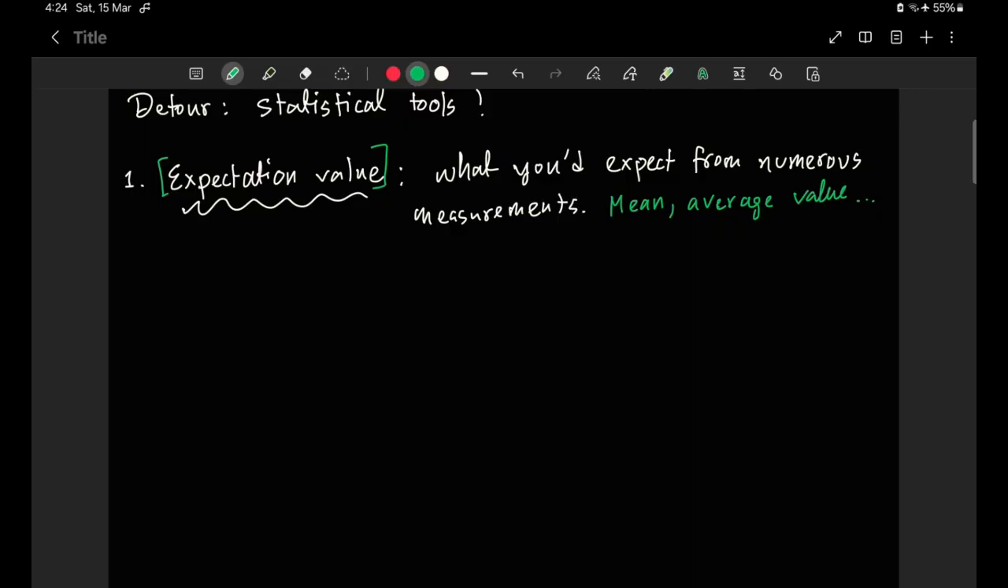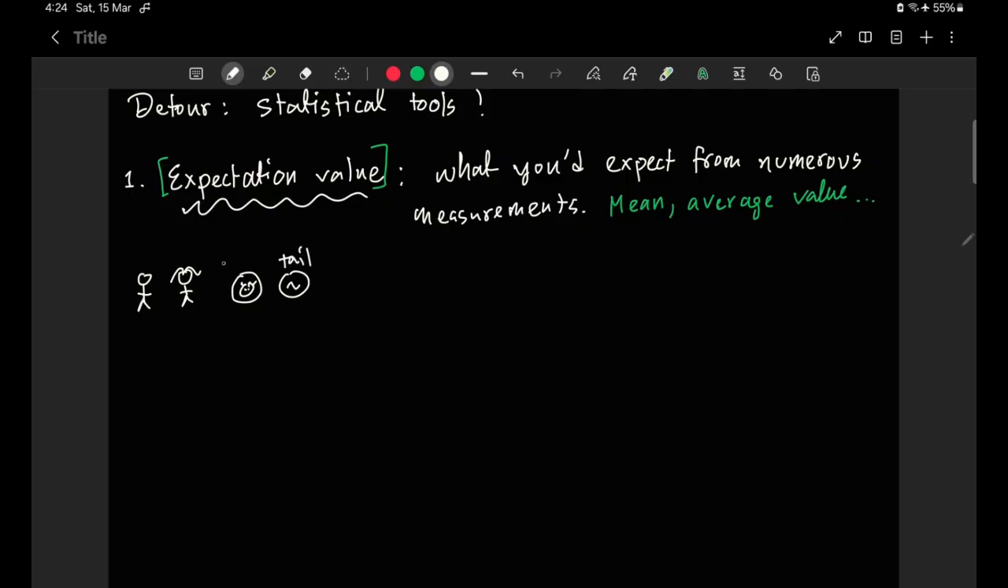So let's study an example to make this thing absolutely clear. Let's say you and a friend are playing a game. You and your friend are now playing a game, and that game involves a coin toss. So a coin has two sides. It has a head and it has a tail.